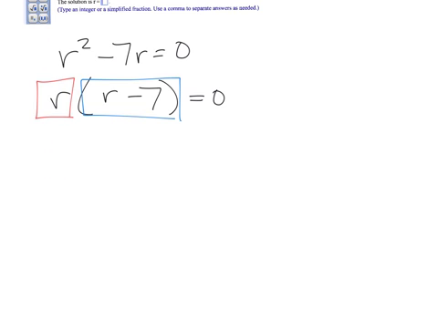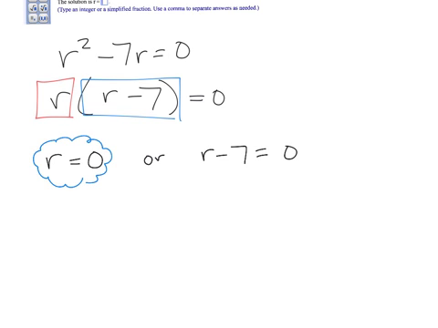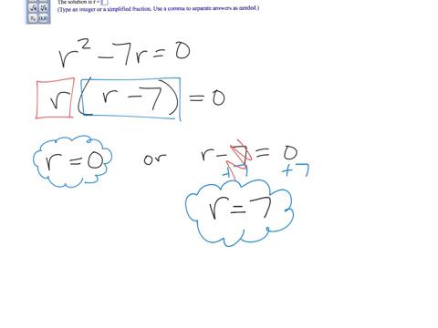So I'm going to write that down. Either r equals 0 or r minus 7 equals 0. Well, this is done. There's no algebra to solve there. But over here, we're going to add 7 to both sides. The 7's cancel. You end up with r is equal to 7. So there are our two solutions. For this equation to equal 0, either r has to equal 0 or r is equal to 7.